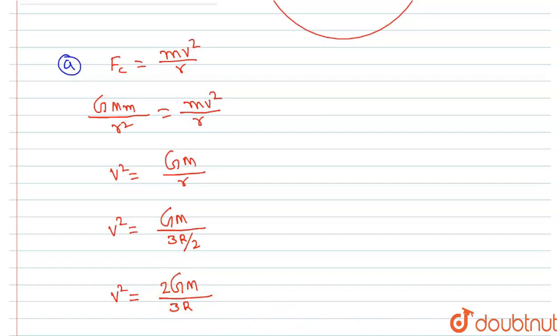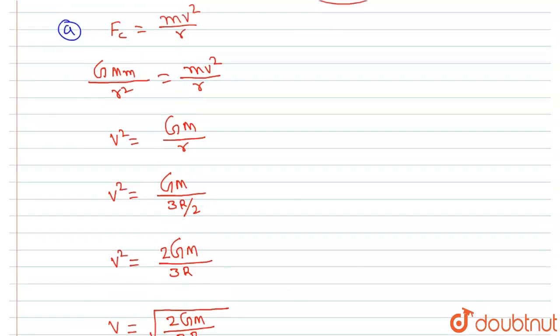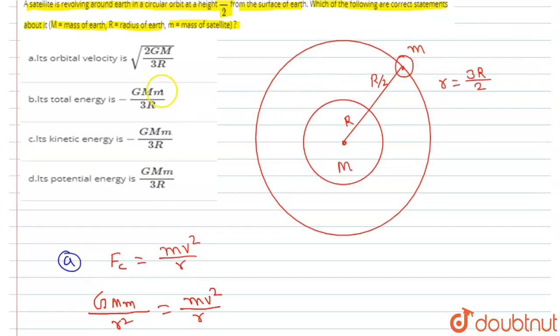Now v is equal to √(2GM/3r), clear? Now according to the option, √(2GM/3r), so this is the right option.